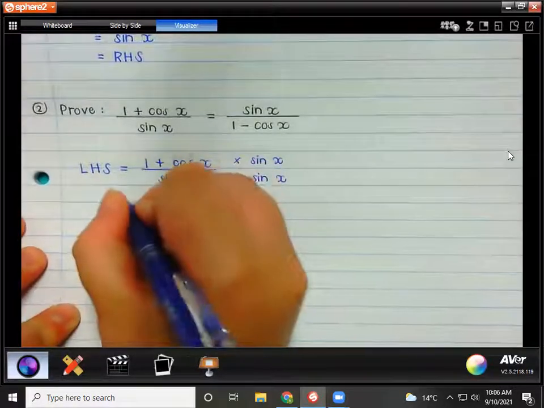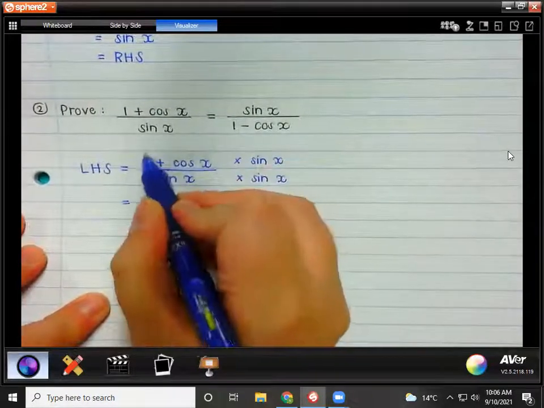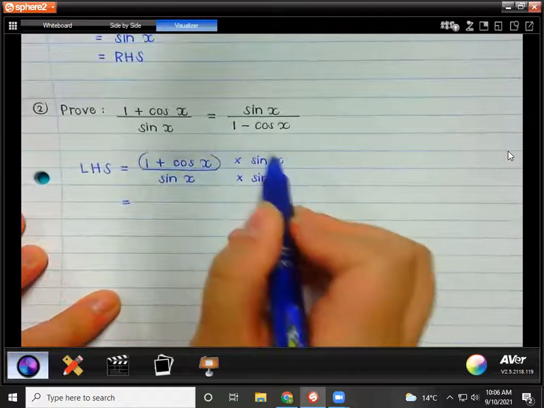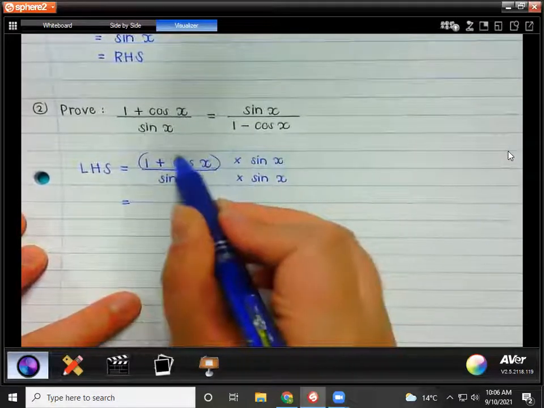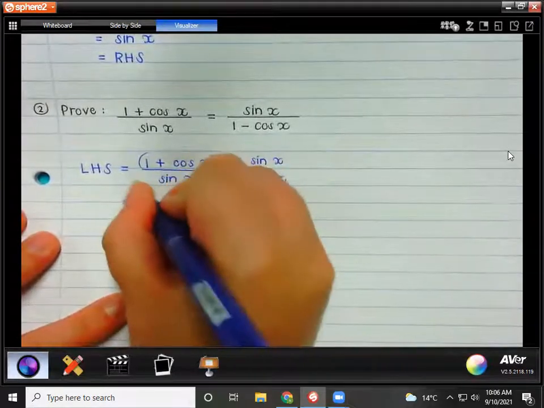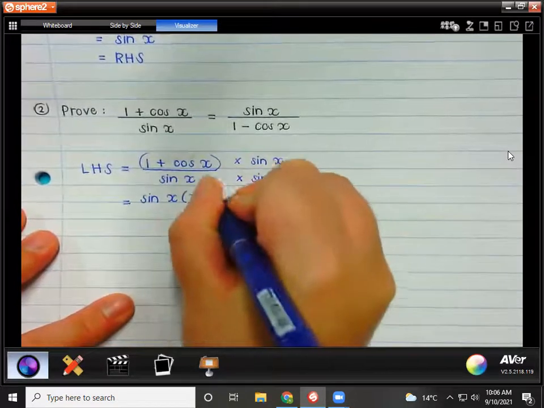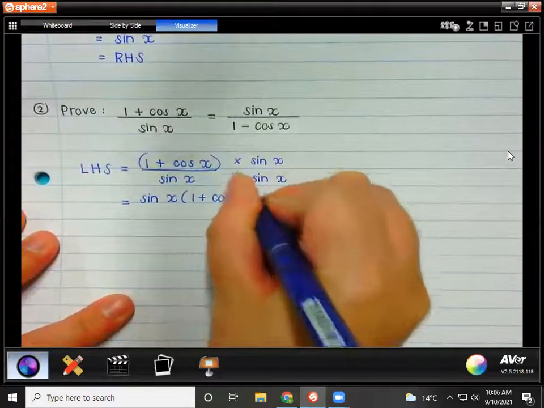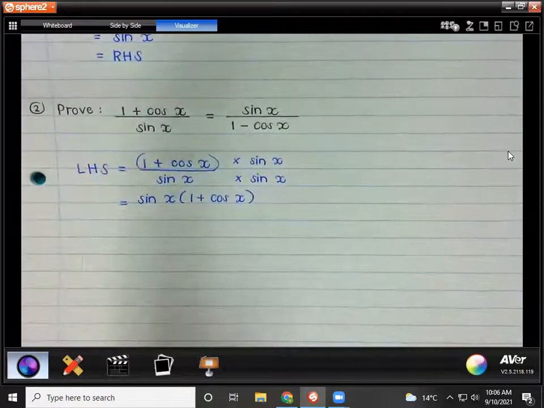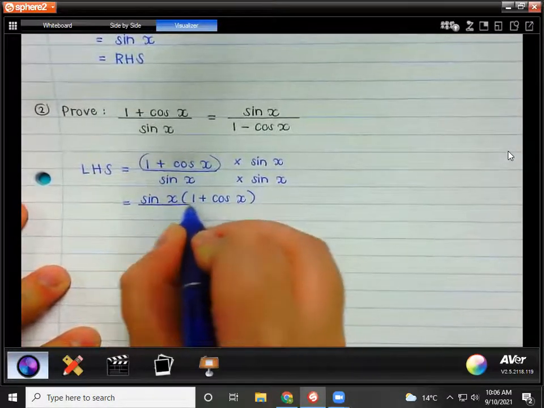Okay, so here, I'm actually not going to multiply the sine x into the bracket. You could if you wanted to. You would get sine x plus sine x cos x. But just because we're not quite sure of what we're actually going to get here, let's just leave it like this for now. We might want to multiply it out a bit later, but let's just see what's going to happen first.